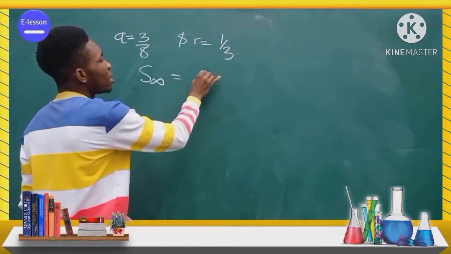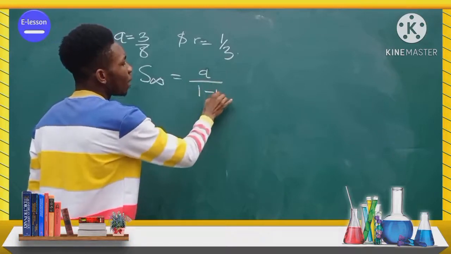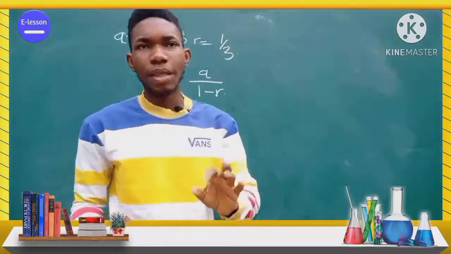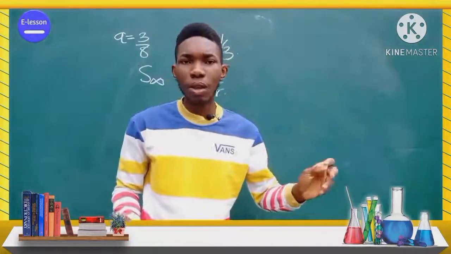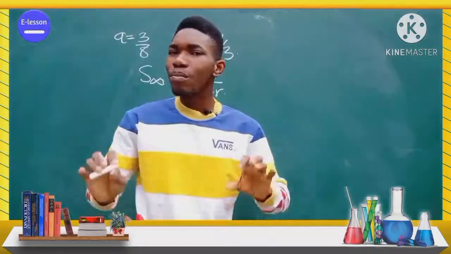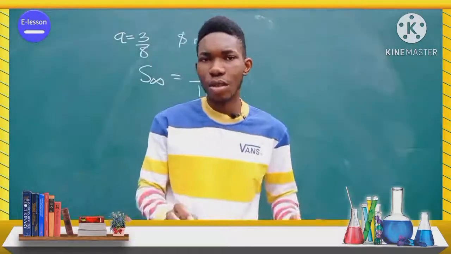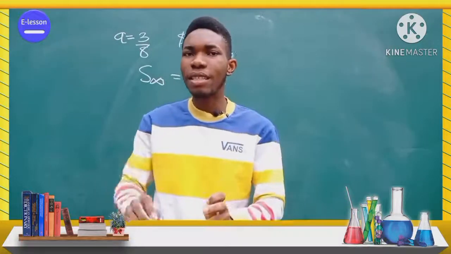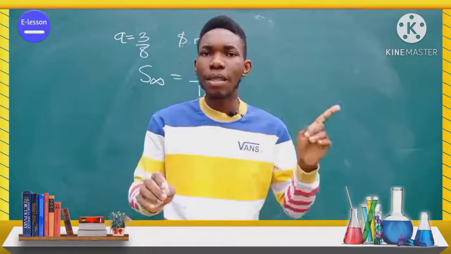Now the sum to infinity of a geometric progression is given by the formula: sum to infinity is a over 1 minus r, where a is the first term of the geometric progression and r is the common ratio. The common ratio is mostly given in most questions. But if it is not given, you can easily get the common ratio by dividing the second term by the first, the third by the second, like that.